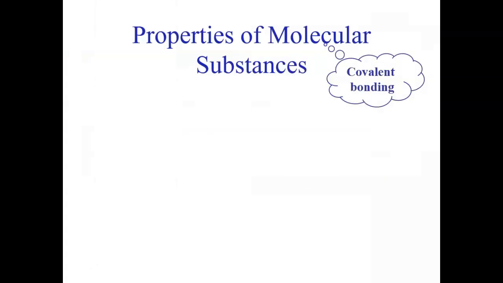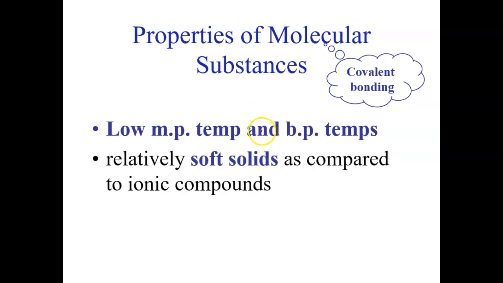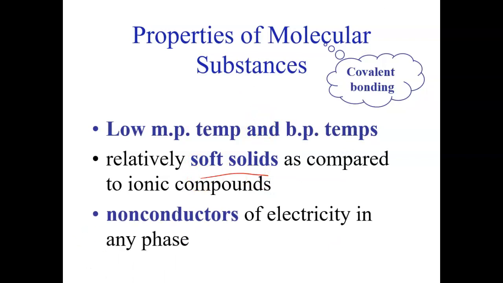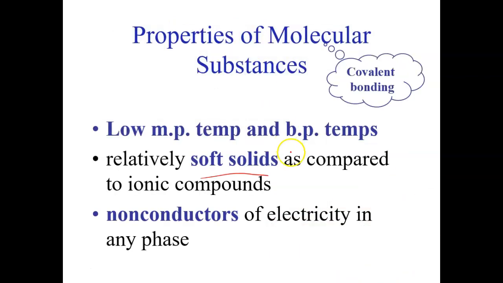Properties of molecular substances. They have low melting points and low boiling points. They're relatively soft solids as compared to ionic compounds. They're non-conductors, they do not conduct electricity in any phase. We also call them compounds, but they can also be called molecules.